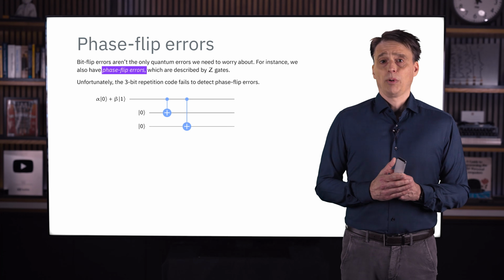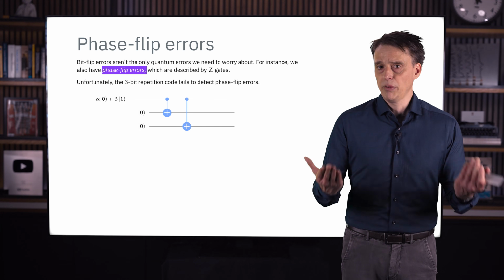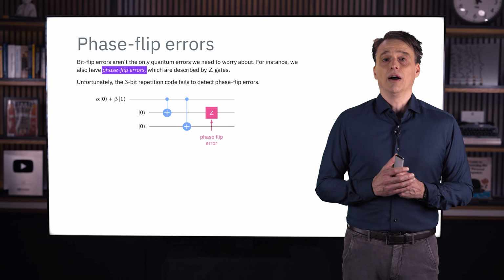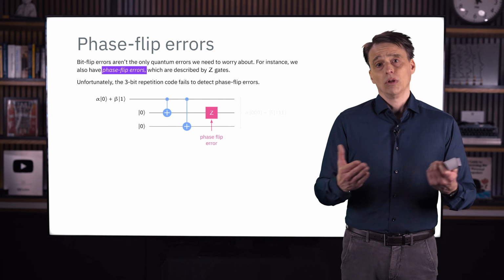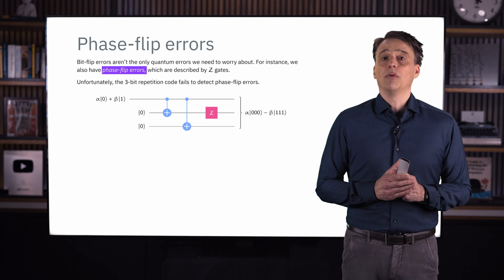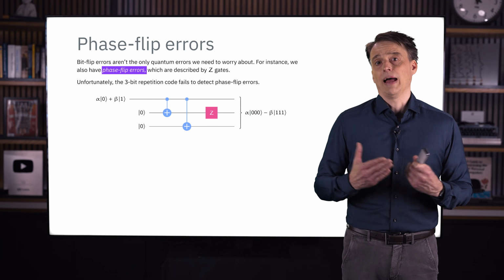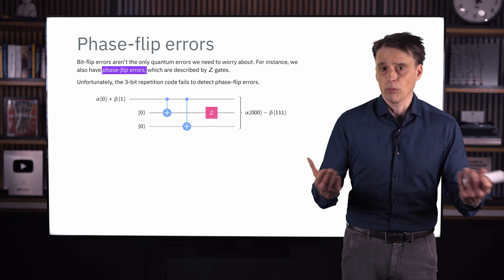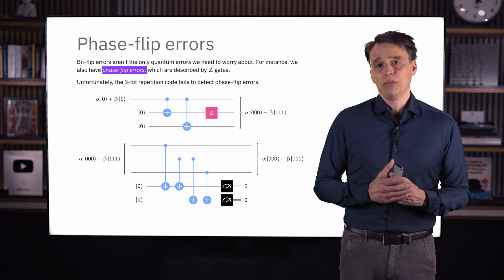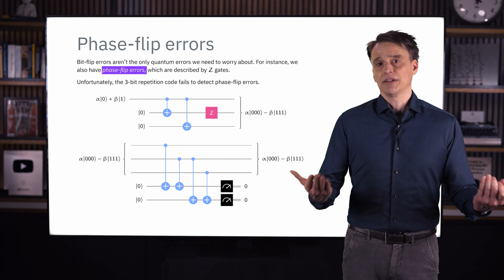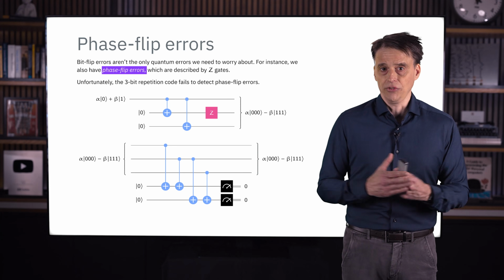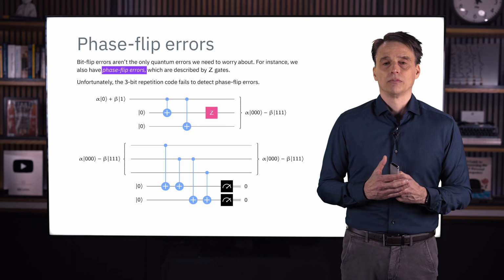For instance, supposing that we encode a qubit using the 3-bit repetition code just like before, and a phase flip error occurs on the middle qubit, we'll obtain the state that's shown on the screen, which is exactly the encoding that we would have gotten if a phase flip had happened to the original qubit before we encoded. And so, if we perform the same circuit as before to try to detect an error, we would get the syndrome 00, which wrongly suggests that no errors took place.